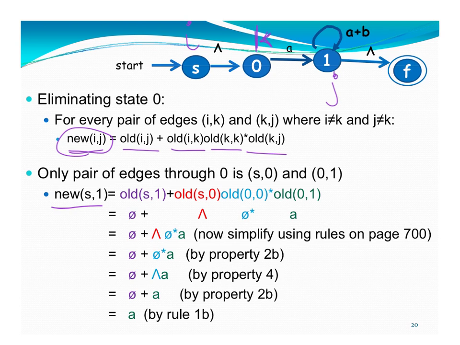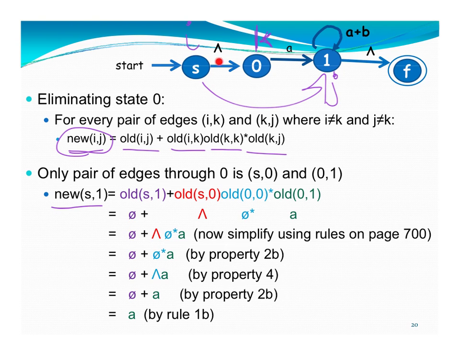And so I know that my new path from s to 1, remember I'm trying to make a new transition from s to 1 so I can get rid of that 0 state, is going to actually equal this stuff. So let's plug in the old s to 1. Well, the old s to 1, there didn't used to be anything between s and 1, right? So the old s to 1 was the empty set.